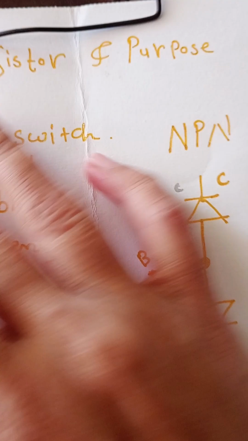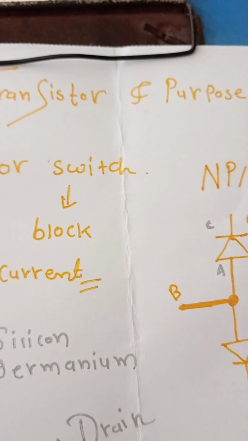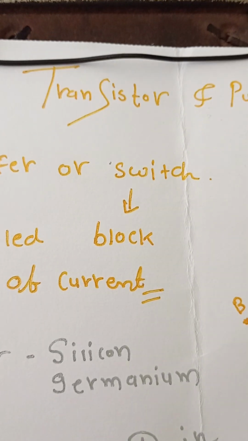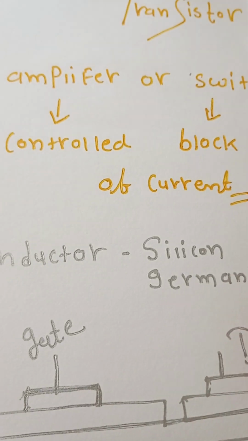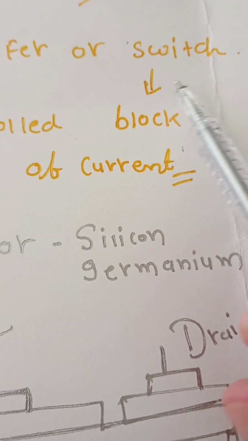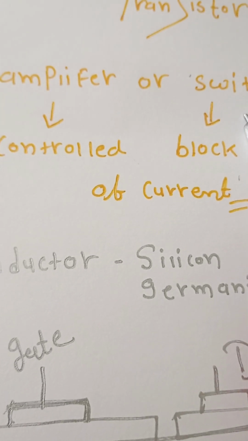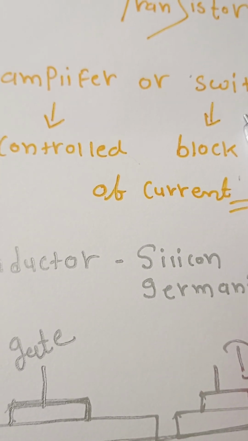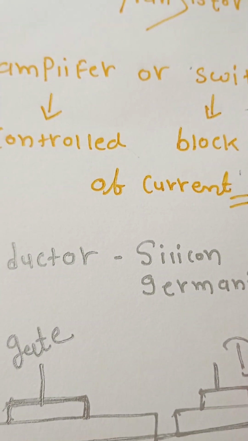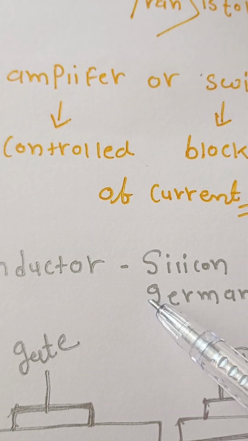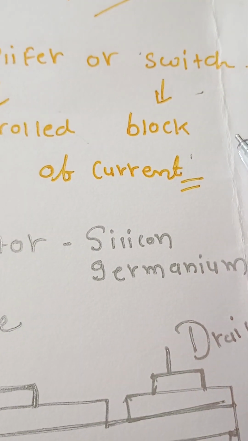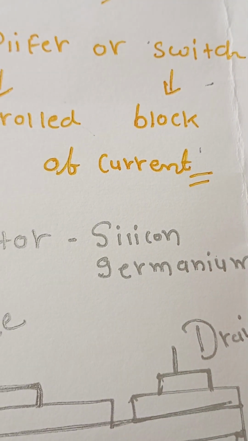Today we are going to understand what a transistor is and its purpose. Basically, the application of the transistor is as an amplifier or as a switch. As an amplifier, you are going to increase or decrease the current as per the requirement. By controlling the current, you can increase and decrease it. It could be used as an amplifier, and if you block the current passing through the channel, then it would be used as a switch.